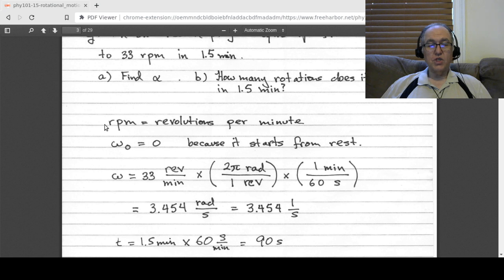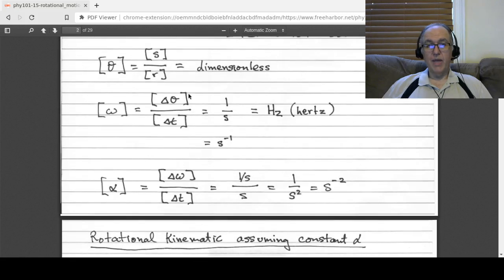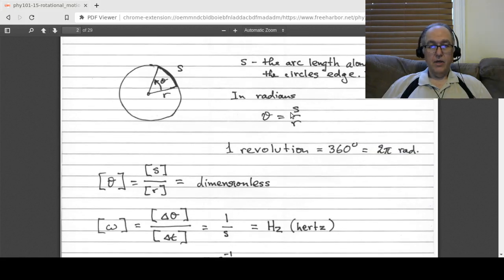Now, usually you write RPM, but I purposely wrote this as rev divided by min, to show you the two pieces that are going into this unit, RPM. One of them is the revolutions part, and the other part is the minutes part. The revolutions, we want to convert to radians. So how much is a revolution? Well, I gave you that up above. When we analyzed this formula in terms of the circle, I said that one revolution is the same as 360 degrees, is the same as 2 pi radians. There's our conversion factor. One revolution is equal to 2 pi radians.